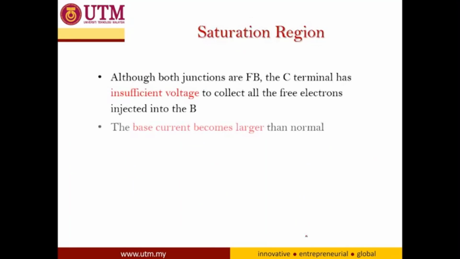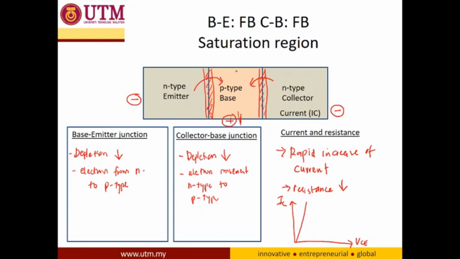Okay. And the base current becomes larger than normal. Why does the base current become larger than normal? The arrow that I wrote here is the movement of electrons. Actually, there will be more electrons contributing to the base, because electrons come from the emitter, and another portion of electrons come from the collector. So in total there will be more electrons contributing to the base current.